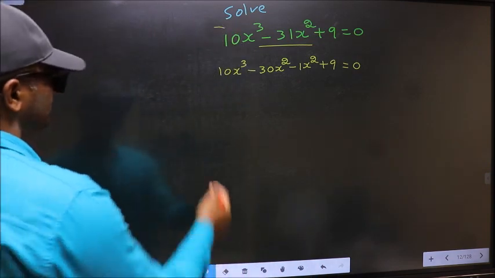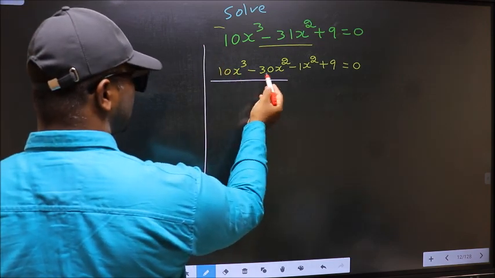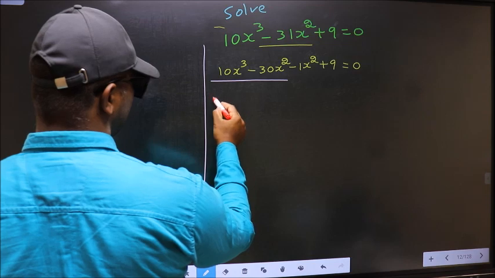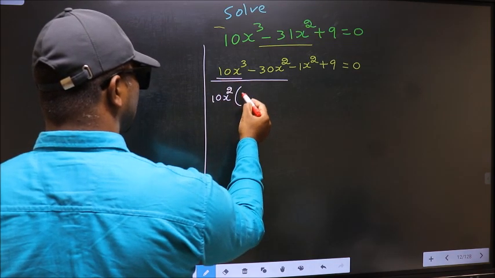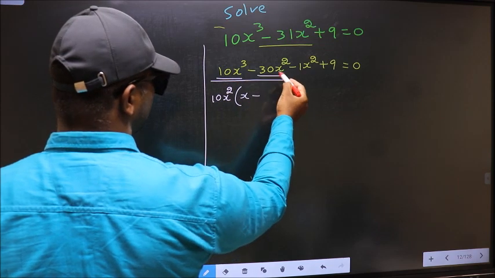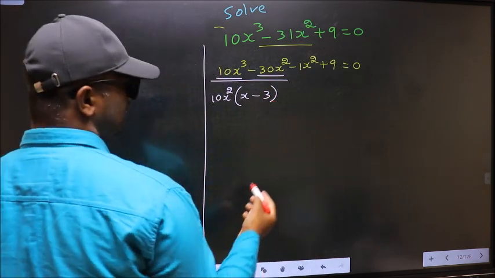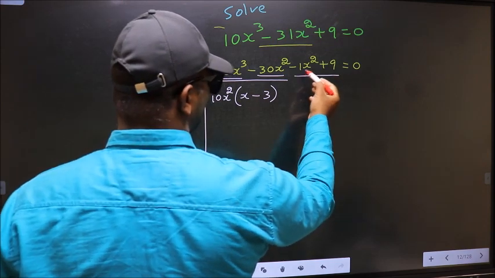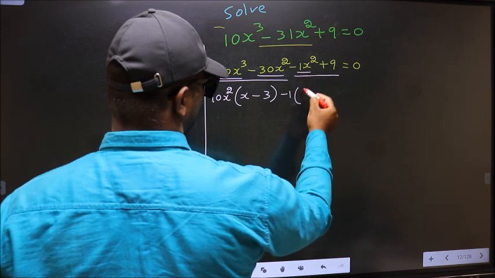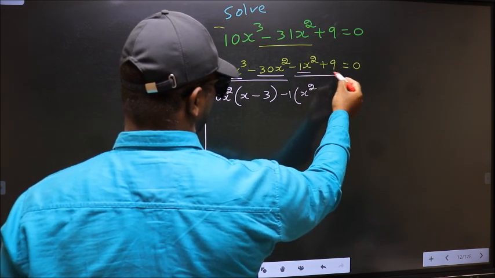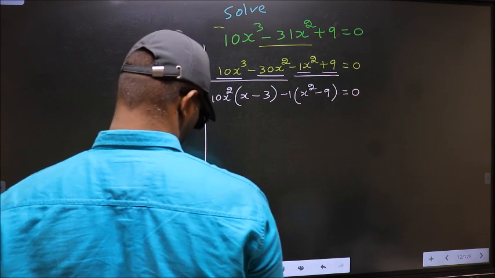Next, from these two terms, what can be taken out common is 10x square. So here you get x minus 3. In the same way, what can be taken out common from these two terms is minus 1. Here we get x square and here we get minus 9 equal to 0.